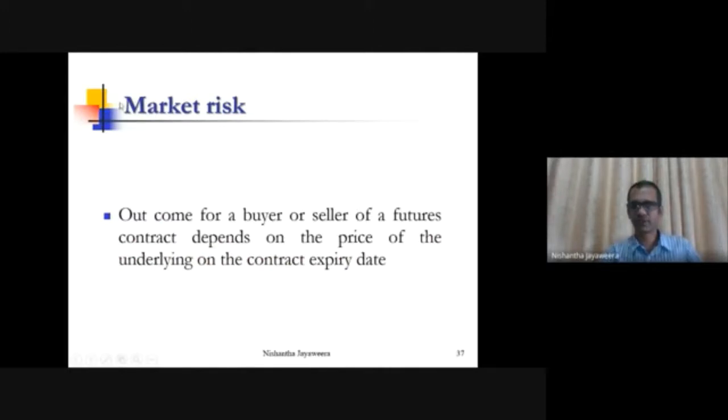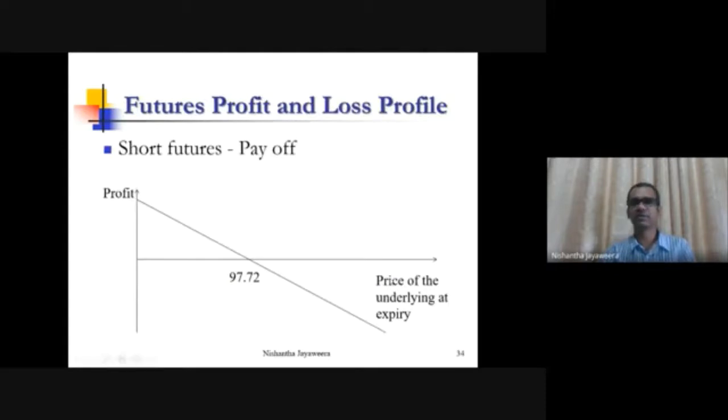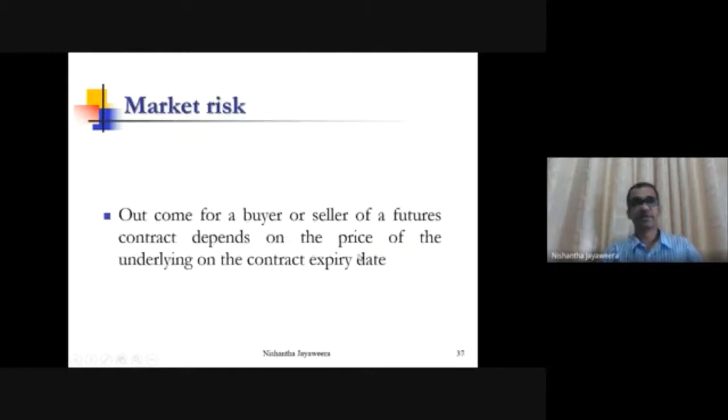So this is what we discuss. When you buy a futures contract or sell a futures contract, you get the exposure to the market. Because once you fix the price, until maturity, market price may change. The price of the underlying asset changes, and whether you make a profit or loss depends on the price of the underlying asset prevailing on the expiry date. Not only on the expiry date, even if you want to sell it or close your position before maturity, the spot price on that date matters because the futures price will depend on that spot price.